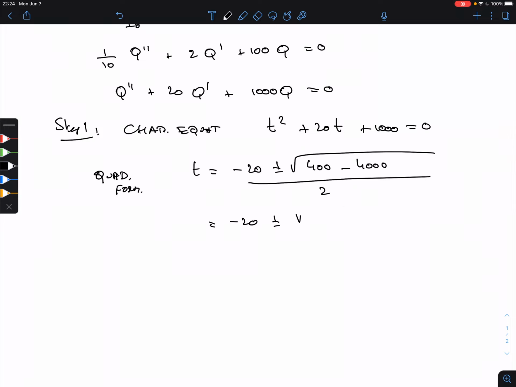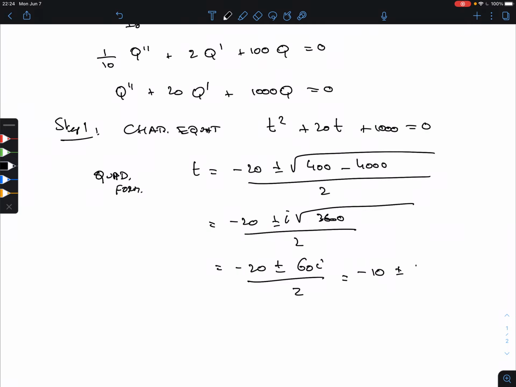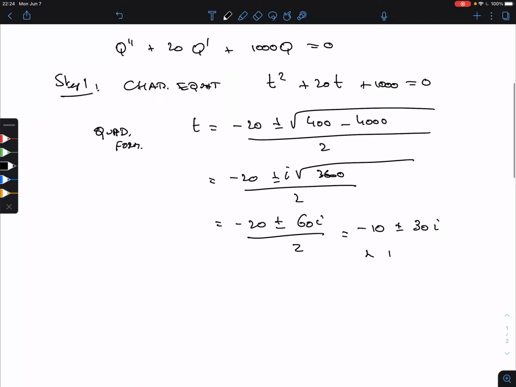First, 400 minus 4000 is minus 3600. Now that is actually 60 squared, but there's a negative sign here. So if I do away with the negative sign, then this becomes an i, and over 2. So I get minus 20 plus or minus 60i divided by 2. So that is minus 10 plus or minus 30i. And when you know that this is lambda plus or minus omega i, that is how we write our roots. We have two complex roots.